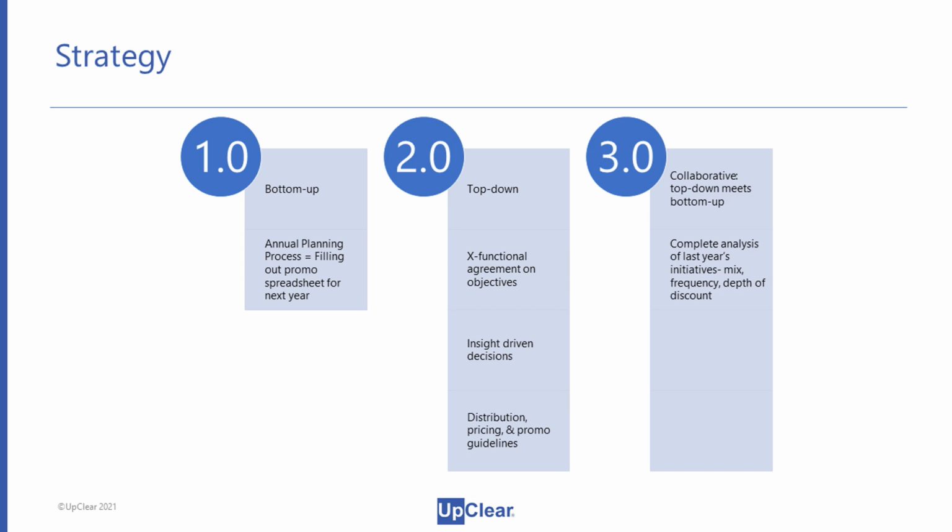In the 3.0 world, that strategy work becomes much more collaborative between field sales and headquarters. You see a much more detailed bottom-up plan meeting the top-down objectives, and there tends to be a much more complete analysis of last year's initiatives. So we talked about those guidelines. Oftentimes those guidelines are then met with what actually happened. What kind of performance did I get on the promotion front?